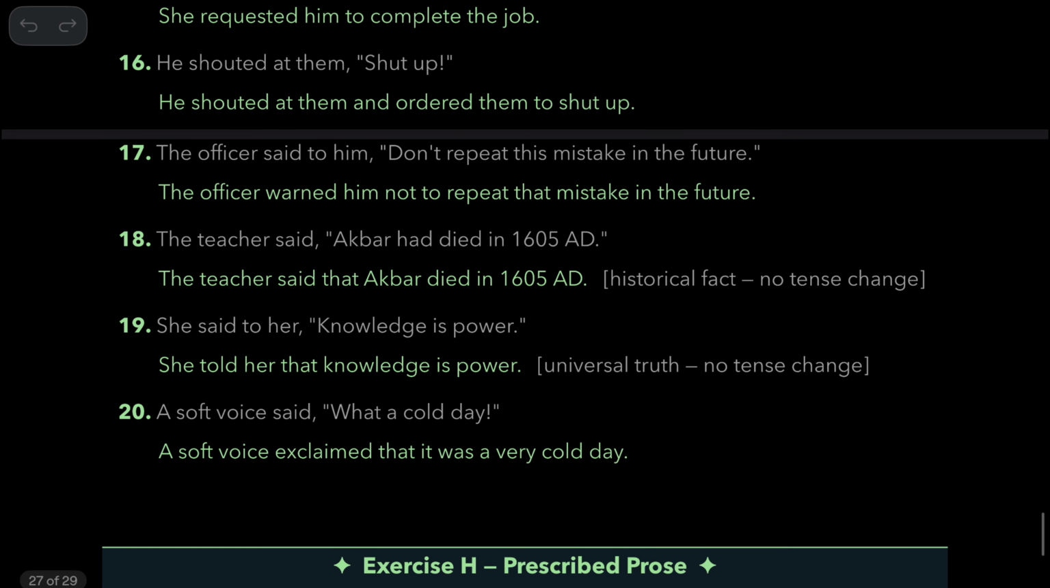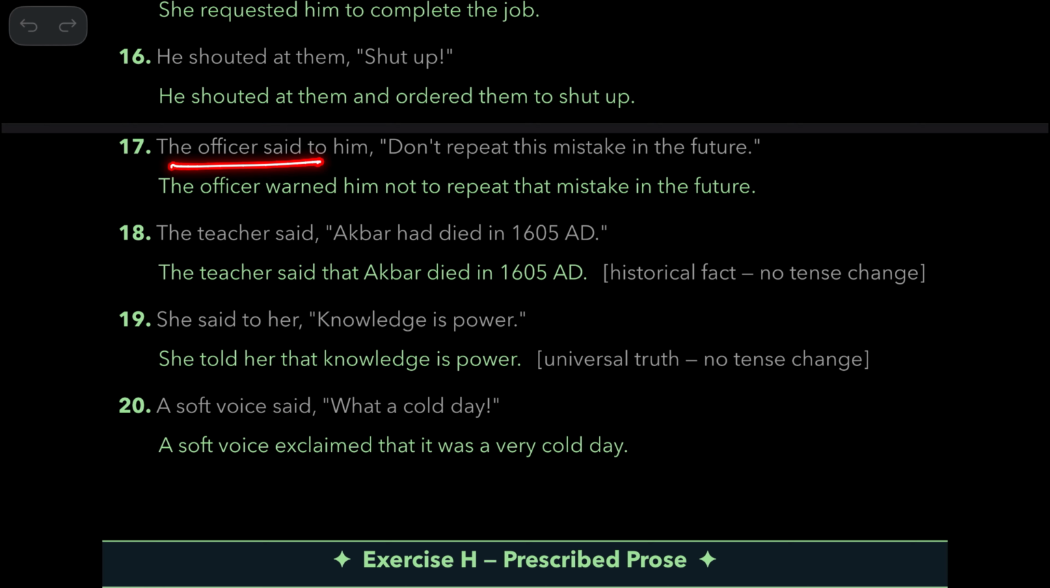Okay. The officer said to him, Don't repeat this mistake in the future. The officer warned him not to repeat that mistake in the future. The teacher said Akbar had died in 1605 AD.